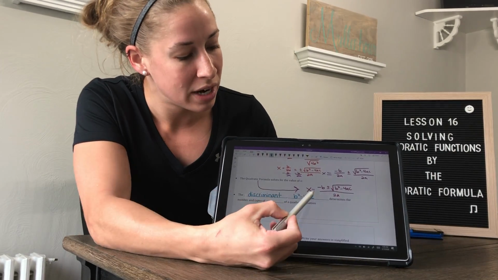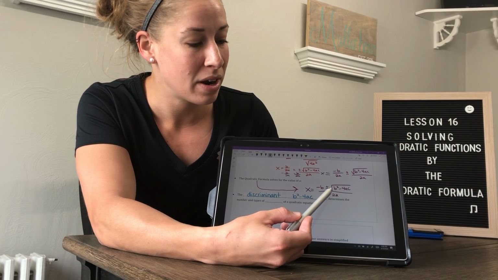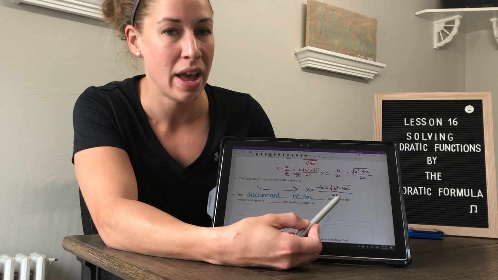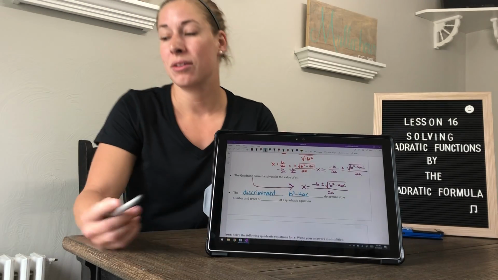So here's our quadratic formula. x equals opposite b plus or minus the square root of b squared minus 4ac, all over 2a. The discriminant is just the part underneath the radical.